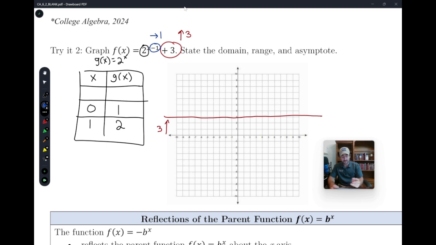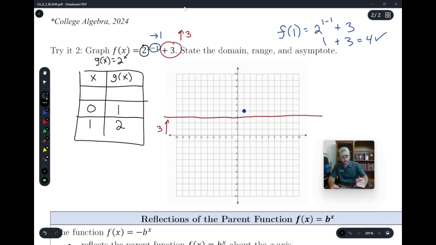So our first point was going to be at 0, 1, right? But we shifted it up 3. So if we started at 0, 1, and shifted up 3, 1, 2, 3, and shifted to the right 1, we've got a point at 1, 4. And if you plug and chug some numbers into our function, you'll see that if you plug 1 in, you'll get 4. Let's check that real quick. f of 1 equals 2 to the 1 minus 1, plus 3. Anything to the 0th power is 1, plus 3 equals 4. It worked out.